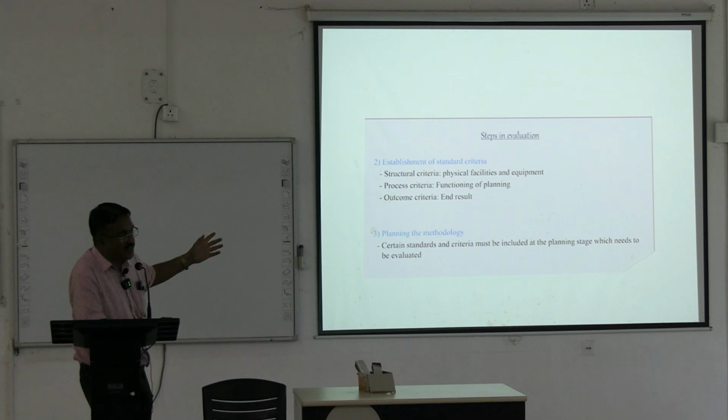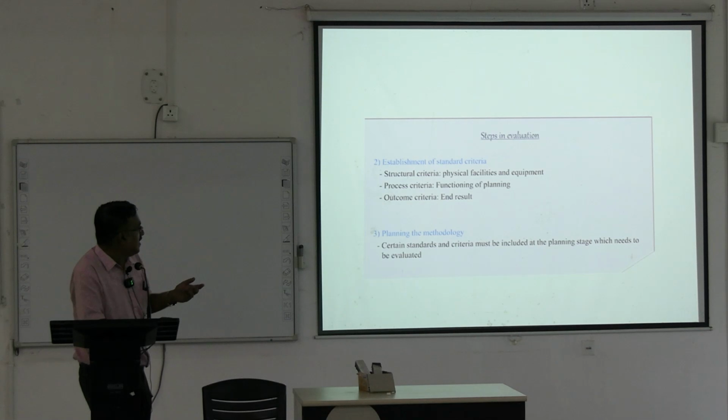Again, structural criteria: you have a hospital or a primary health center. Process criteria: functioning, whether it's functioning or not. Medical officer is on leave, the pharmacist is running the show, the ANM is not there. So, what is the end result? That we have establishment of standard criteria. Planning the methodology: certain standards and criteria must be included in the planning stage, which needs to be evaluated. You are evaluating something, you should know what you are evaluating.